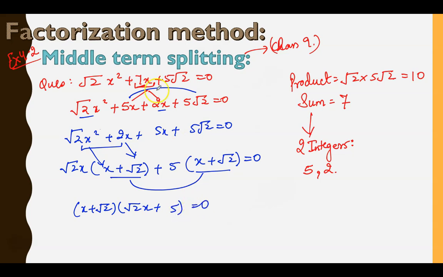to 0. But I have to still obtain the value of x by middle term splitting. So just x plus √2 is equals to 0 or √2x plus 5 is equals to 0. So ये आपको क्या आंसर दे देगा, ये आपको आंसर देगा that is x is equals to minus √2 or x equals to minus 5 upon √2.